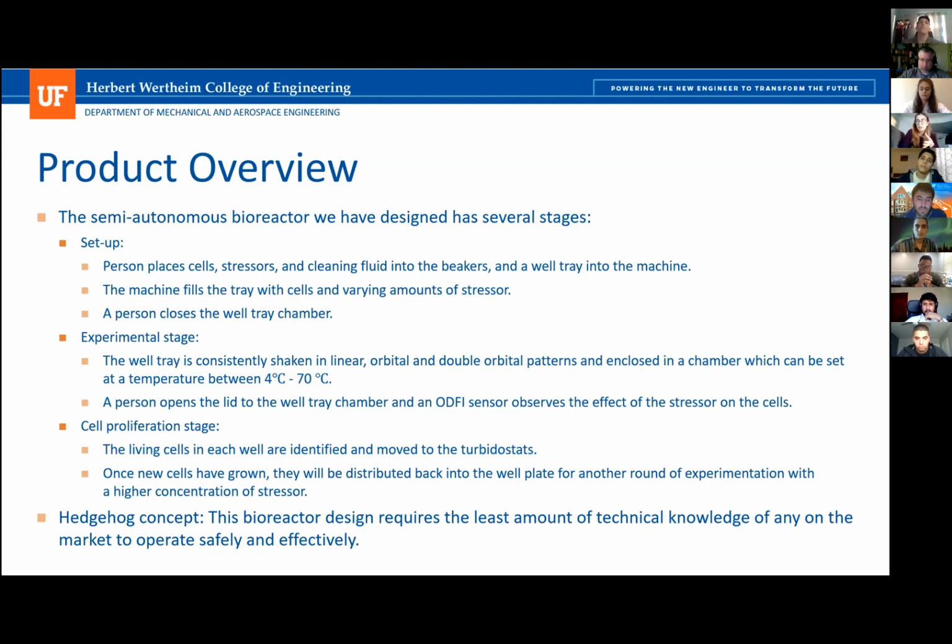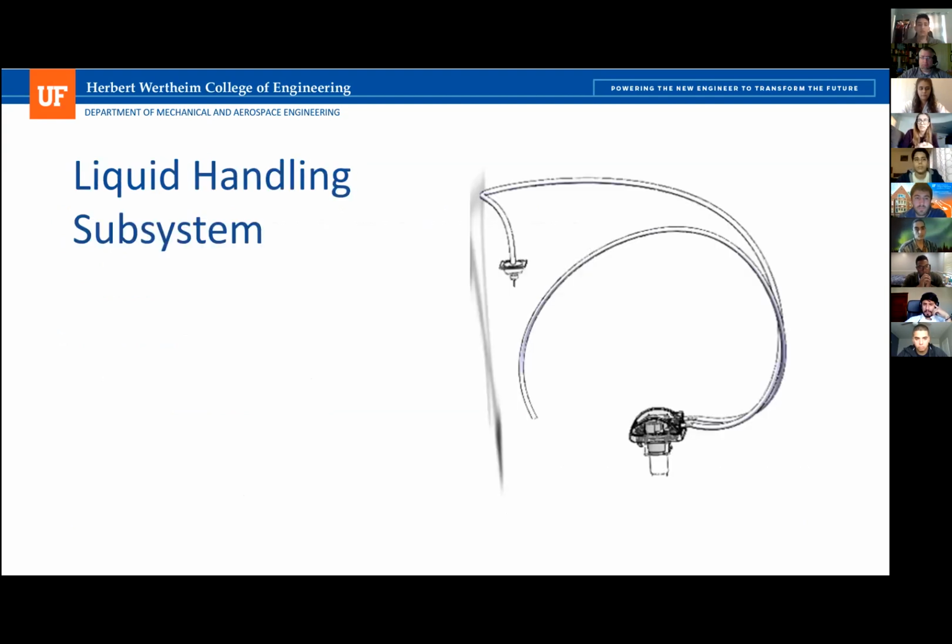So our hedgehog concept, overall, is that this bioreactor requires the least amount of technical knowledge of any on the market to operate safely and effectively. It does require some human interference to open and close the lid mostly, but doesn't require any technical knowledge, and it's very easy to operate and relatively safe. So if we're good to go to the next slide.